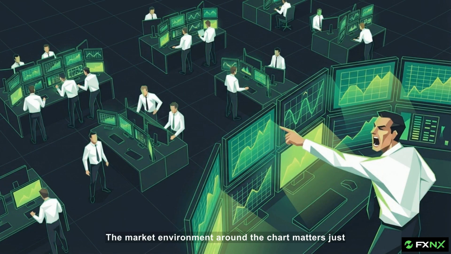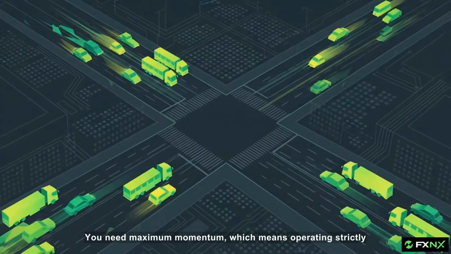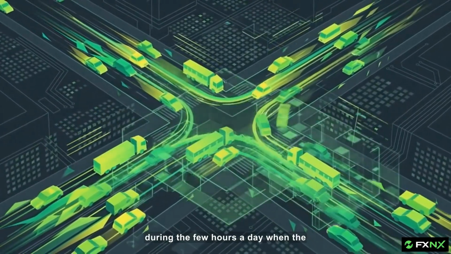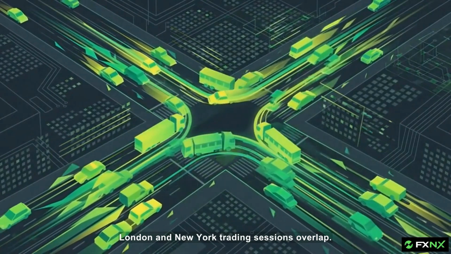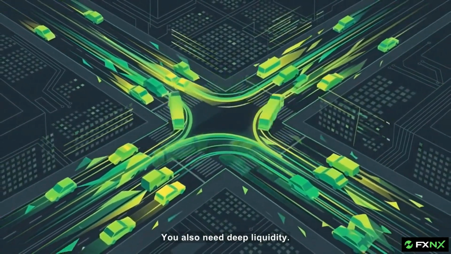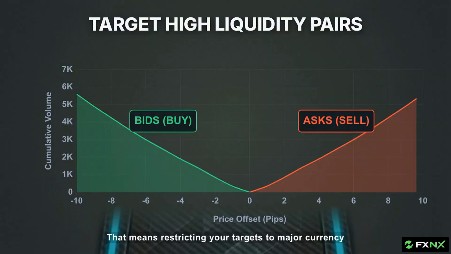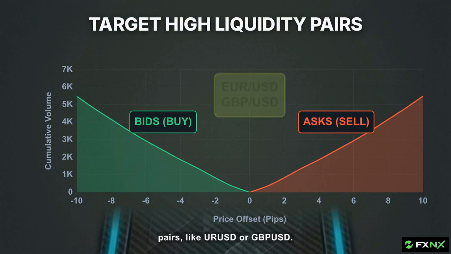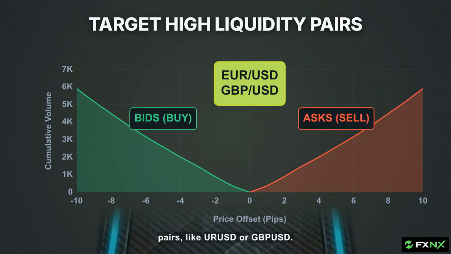An EMA crossover is useless if you execute it in an empty room. The market environment around the chart matters just as much as the indicators on it. You need maximum momentum, which means operating strictly during the few hours a day when the London and New York trading sessions overlap. You also need deep liquidity. That means restricting your targets to major currency pairs like USD or GBP USD.